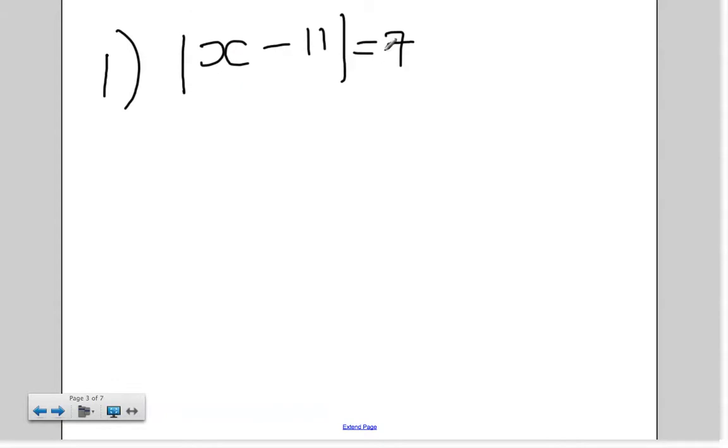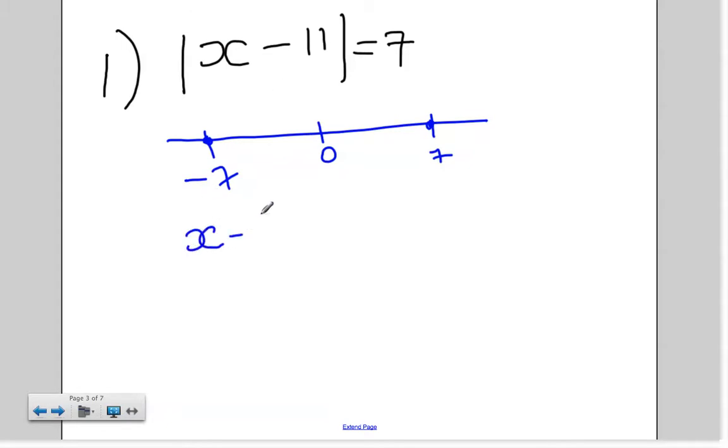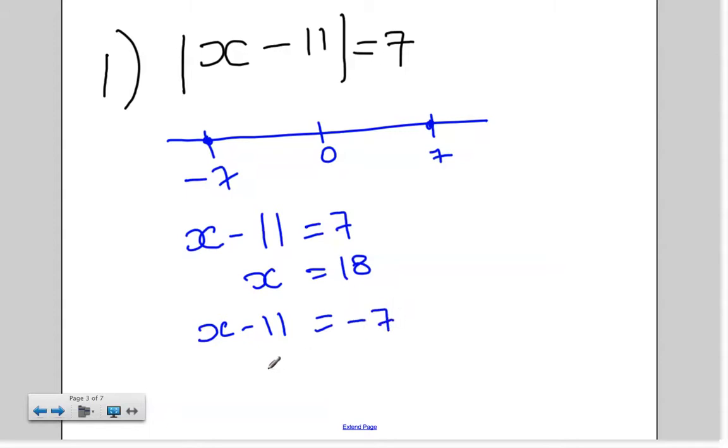So, the absolute value of x minus 11 is equal to 7. Draw your number line. There's 0. So, 7 and minus 7 are both 7 units away from 0. So both of those are what could be inside the absolute value sign. So the original value could have been 7, in which case if I add 11 to both sides, x equals 18. Or the original value, before it was absolutized, that's not quite a word, could have been minus 7. If I add 11 to both sides, I end up with 4.